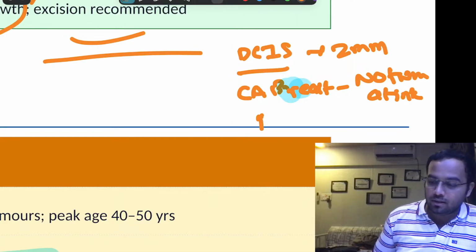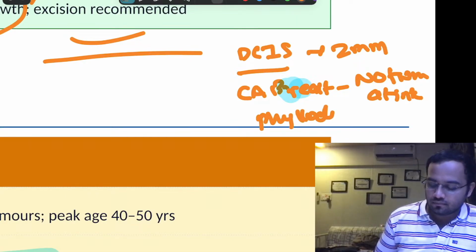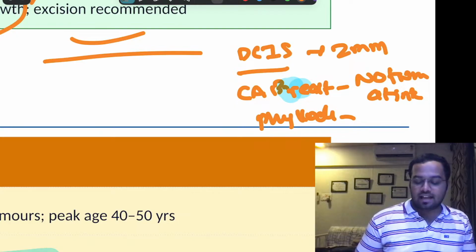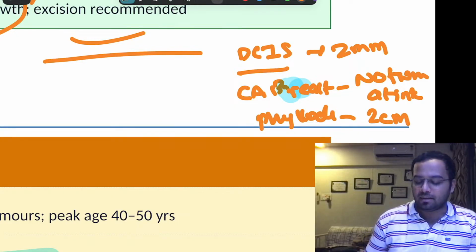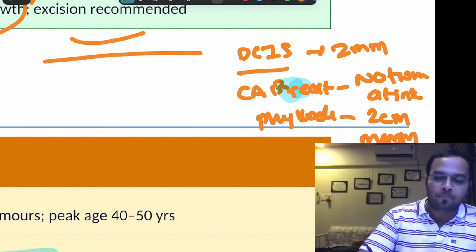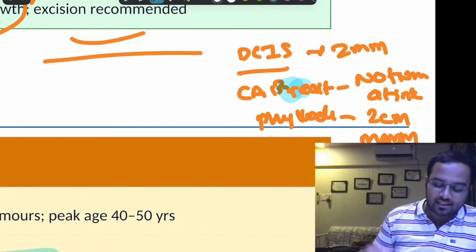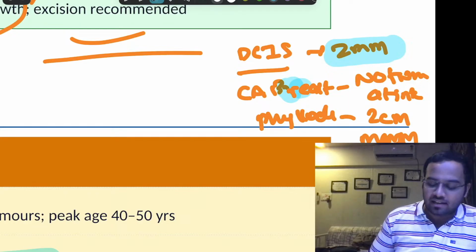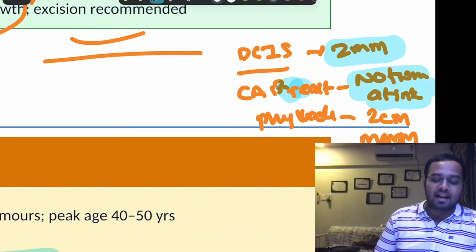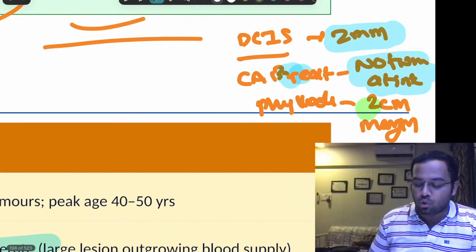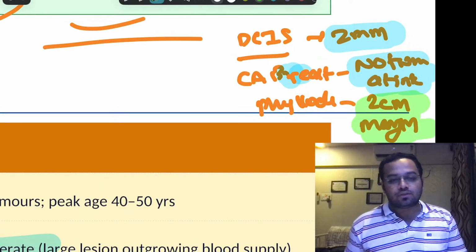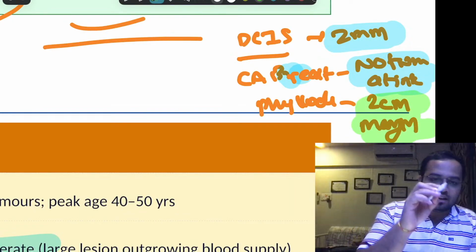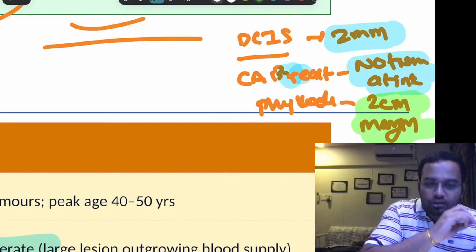And if it is going to be a phyllodes, then you are going to go for 2 centimeter margin. So this is going to be critical for you to know. Whenever you are excising a DCIS, a 2 mm margin is important. Whenever you are excising a CA breast, the ideal margin is no tumor at ink. But whenever you are excising a phyllodes tumor, the ideal margin should be 2 centimeters. So 2 centimeters for phyllodes, 2 mm for DCIS, and for CA breast, no tumor at the ink.